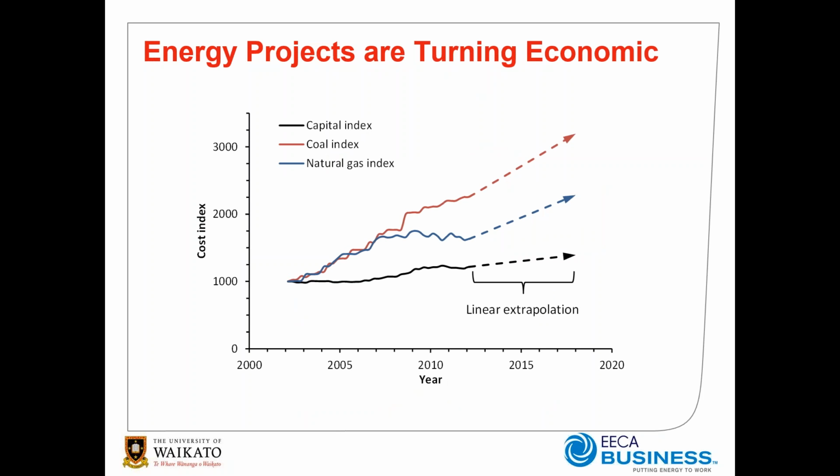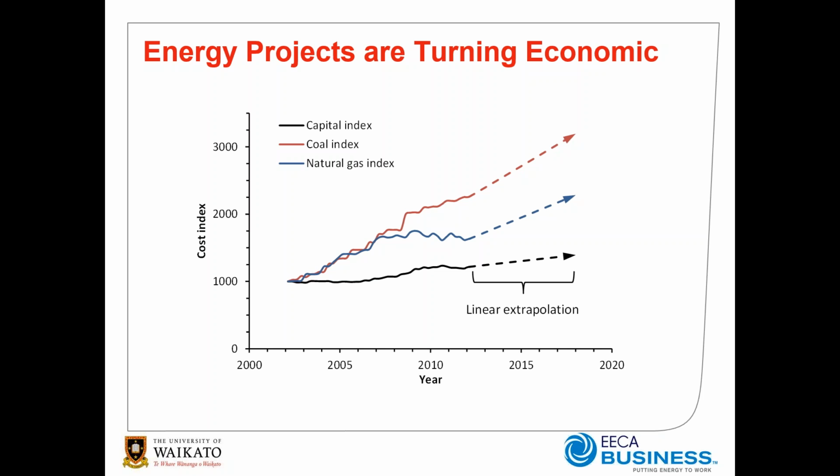So why do projects that are not economic today become economic in the future? Perhaps they're not economic today, but 5 years down the track they may be economic. And this is a very useful graph of how projects can become economic in time. The black line here represents the cost index for capital costs, and the blue is the natural gas cost index, and the coal is the red line. And you can see we've just dotted what is going to happen in the future.